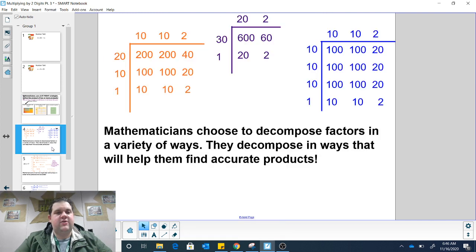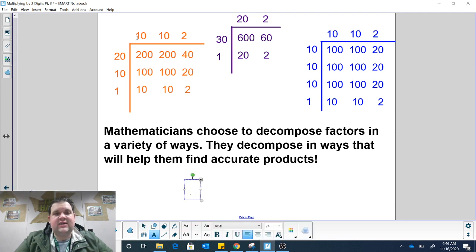Today, I just want to review something we talked about on Friday, and that's the fact that mathematicians choose to decompose factors in a variety of ways. They can decompose in ways that will help them find accurate products. So in all of these arrays, we're really multiplying 2 factors together. The first factor is 22, so we've got 10, 10, and 2, which is 22. And the second factor is 20, 10, and 1, which is 31. And if we look at all the arrays, we see 22 here and 31 here. We see 22 here and 31 here.